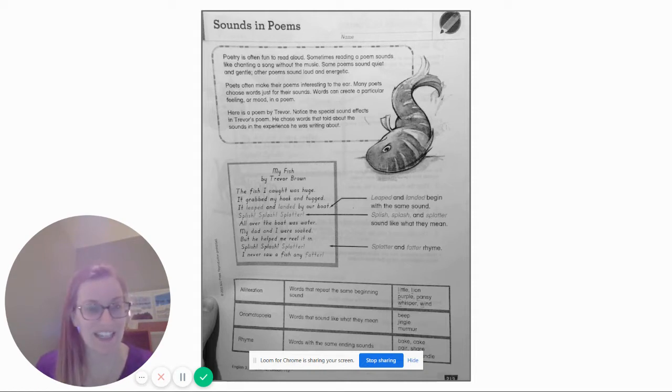So as you see, that poem was purposely written with one topic. It talks all about the experience of fishing, and particularly one experience of catching one fish. And this poet included alliteration, onomatopoeia, and rhyme. So let's continue to understand what these are. Then we'll go back into the poem and find those pieces of the same poem.